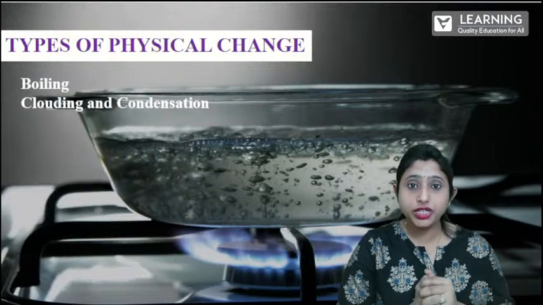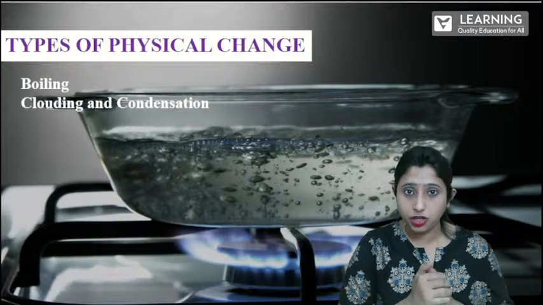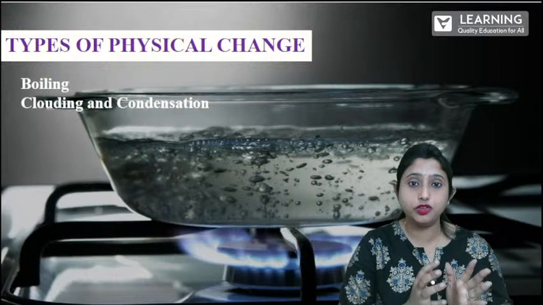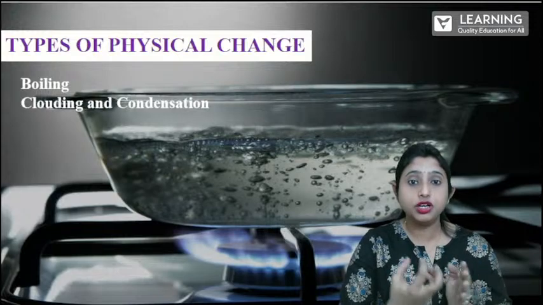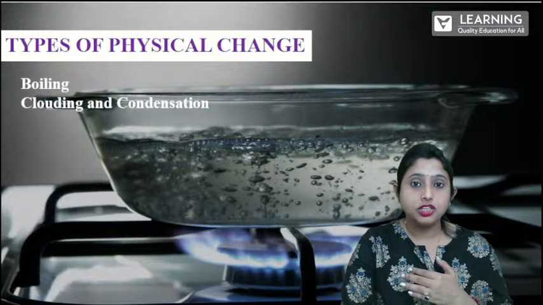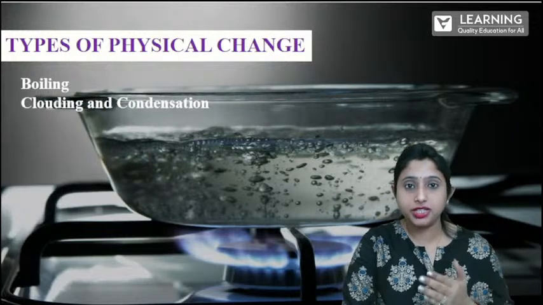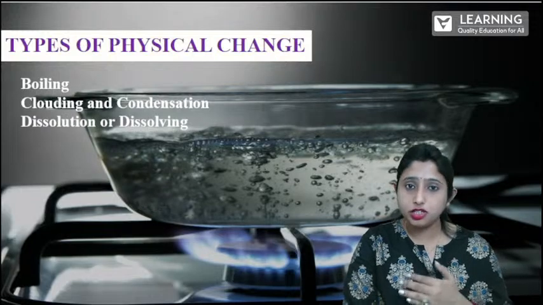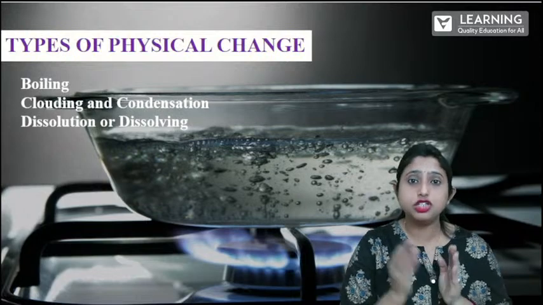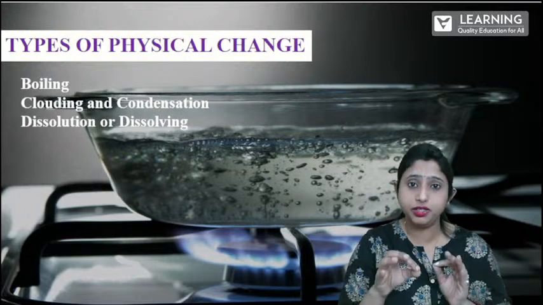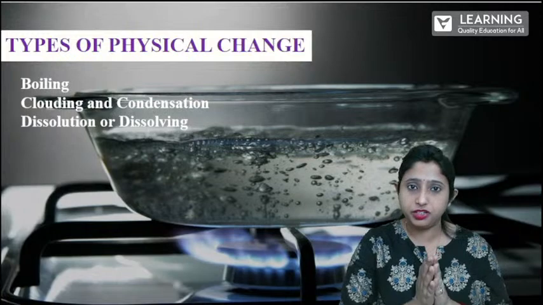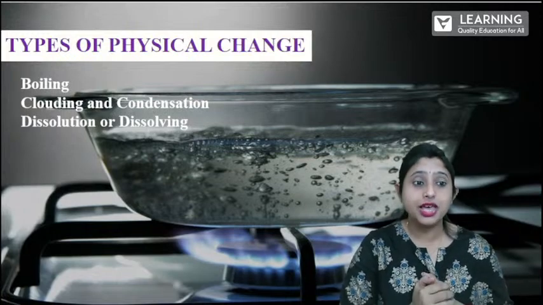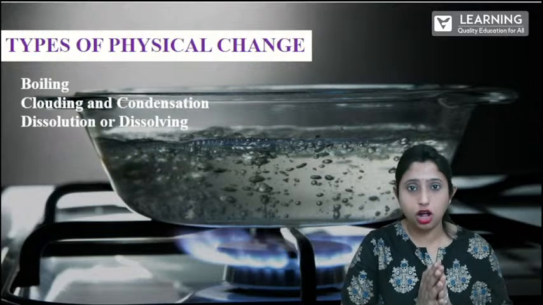Next one is condensation. Condensation is the process by which rainfall takes place, from vapor to liquid. That is the conversion from the vapor to the liquid form, right? So that is condensation. That is also a type of physical change. Next one is dissolving. When you mix salt, sugar and lemon into water to make lemonade, right? That is a physical change. That process is known as dissolution or dissolving.